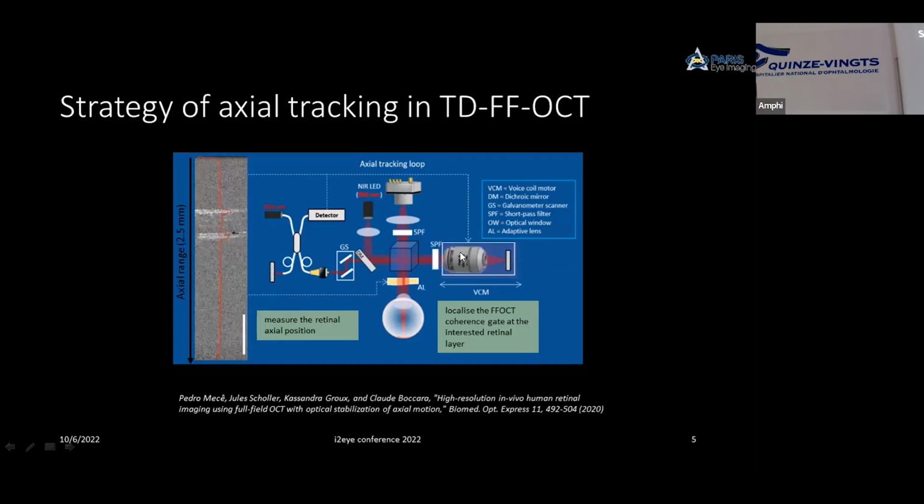So this means with this strategy, we're able to localize the full field OCT coherence gate at the retinal layer of interest for imaging. As shown in this video, the coherence gate is marked by the black arrow. So we can move this coherence gate to follow the retina motion in the Z direction.